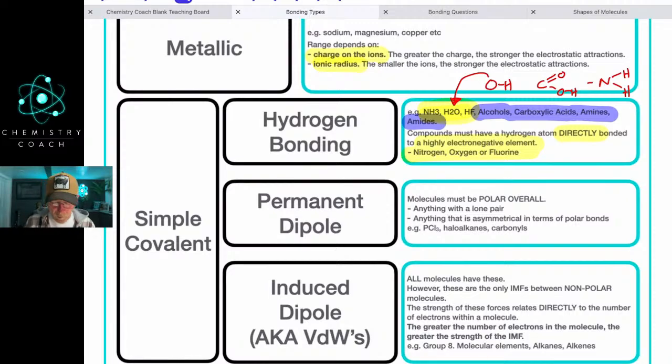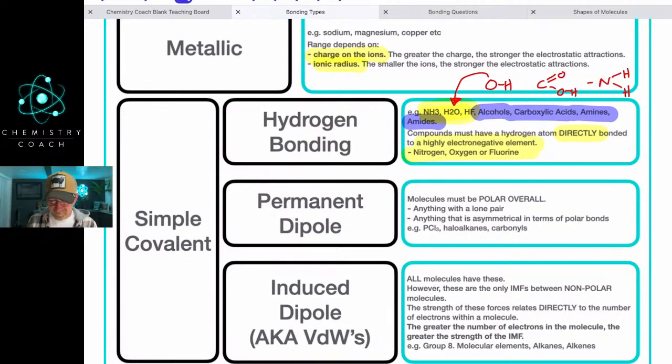Next up, permanent dipole. Now, these molecules are less strong than hydrogen bonding. These must be polar overall. Now, I know we can spot a polar bond where you have two elements directly bonded together, and if they're two different elements, you will have a dipole, okay? But you can't just look at individual bonds. You need to look at the molecule as a whole, all right? So I always think, if it's asymmetrical, if it's not symmetrical, then it's probably going to be permanent dipole, okay?